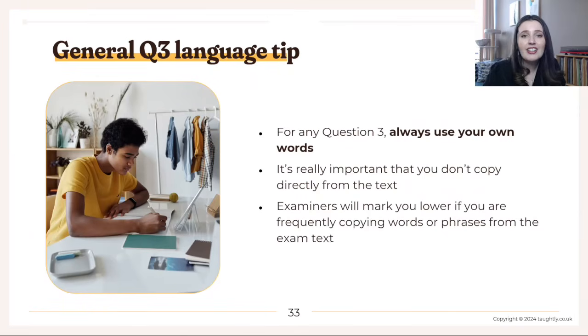And then just a final question 3 language tip, since we're talking about writing. Always use your own words, always, no matter what. So it's really, really important that you don't copy directly from the text, and this also goes for your paper 2 directed writing as well. Cambridge don't like it if you copy from the text. If you do that, they will take away a lot of marks because you're not using your own words. So why would you get a high writing mark if you're not writing yourself, you're just copying? So the examiner will definitely mark you lower if you are frequently copying words and phrases from the exam texts.